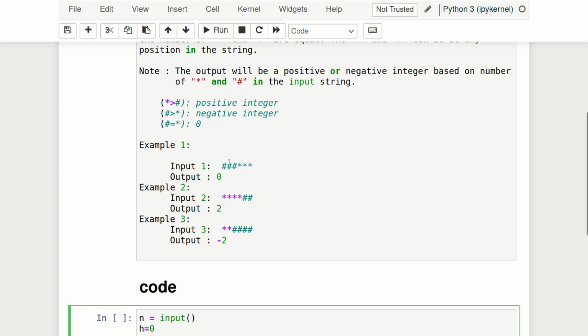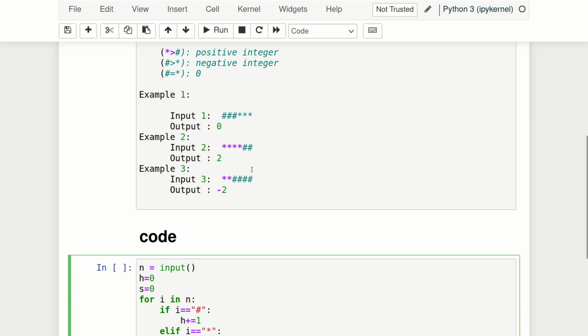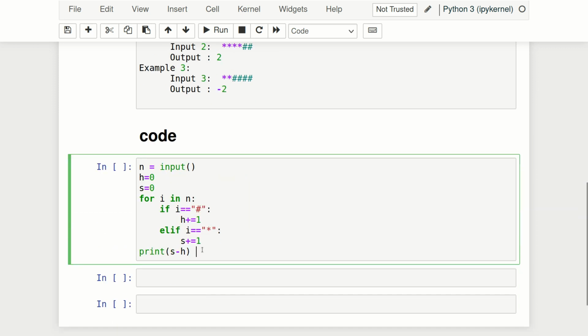and we will keep counting star and hash. The moment we encounter star, we will increase the count of star, and the moment we encounter hash, we will increase the count of hash, and then we will take the difference. So this code is all about that.